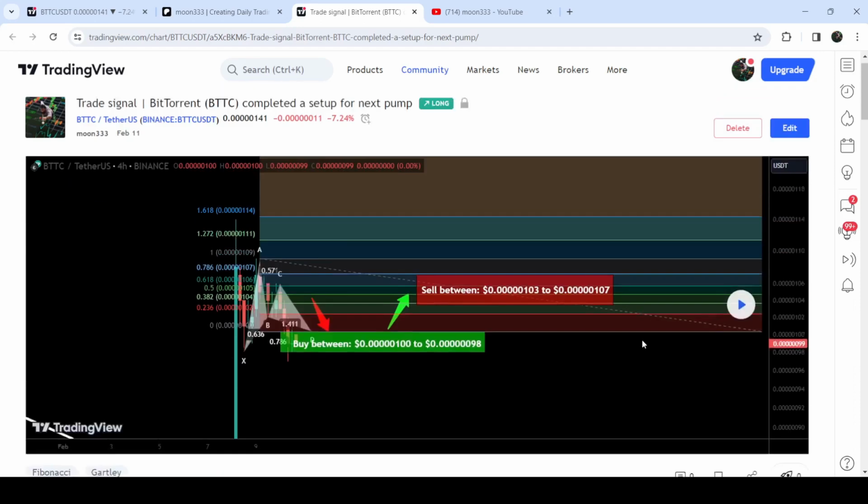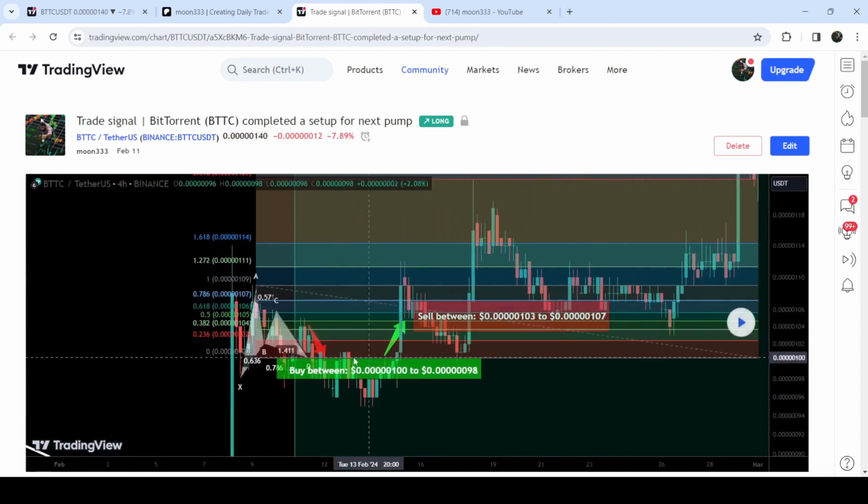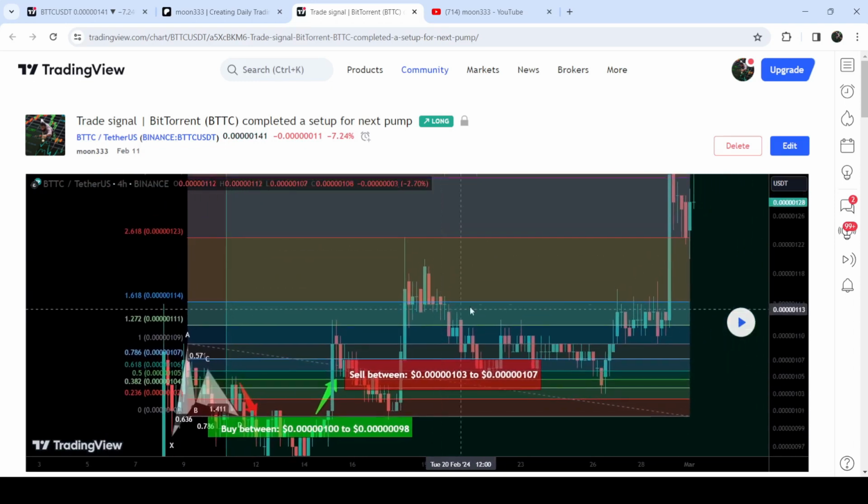And now if I play this chart, then you can see that the price line started a very powerful reversal from this buying zone of this Gartley pattern. You can see first it reached the sell target zone here. Then we had another very massive pump, and it produced more than 57% pump.